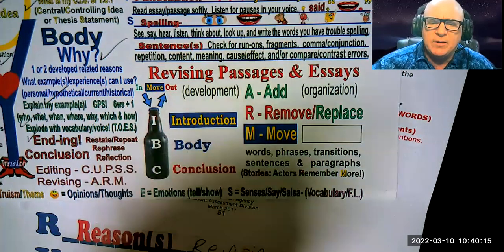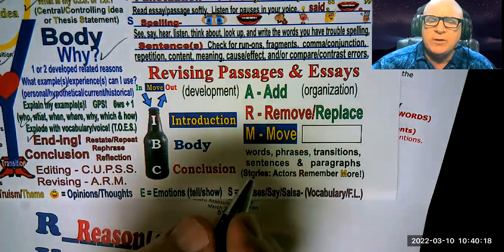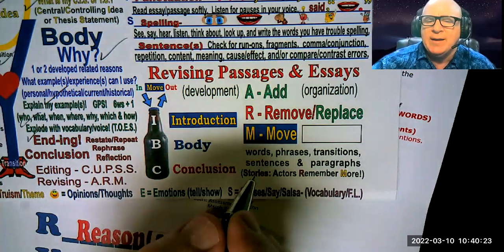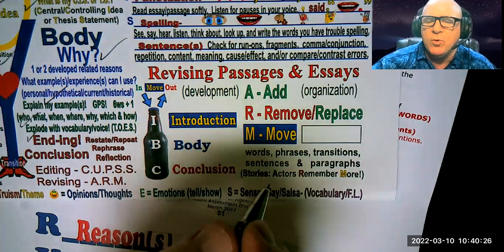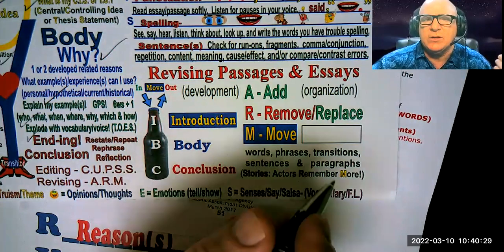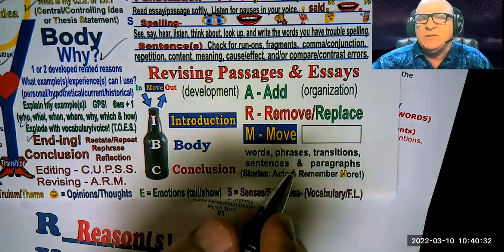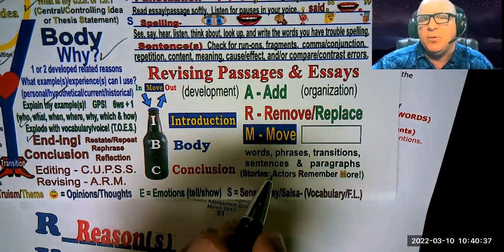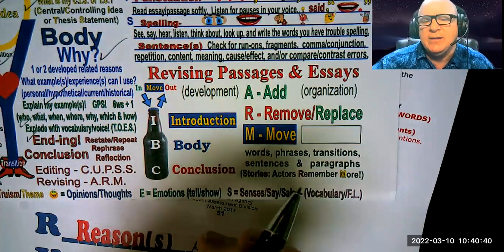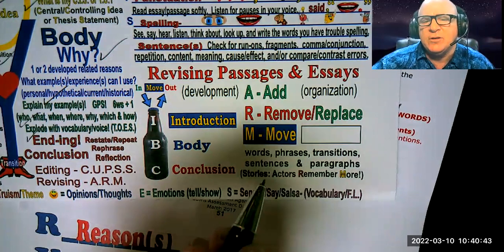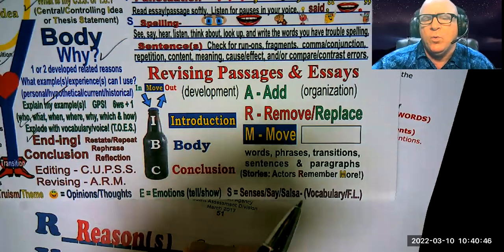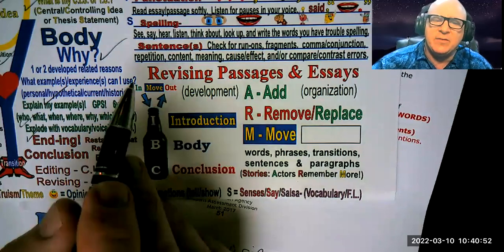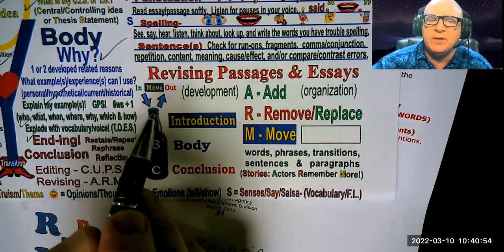I have this part in here because if you're going to use a story, an anecdote, sometimes you have to remember the story by thinking of ARM this way. Actors remember more. Act out the anecdote in your mind, the story, which details from the anecdote, the personal experience that you have, are going to best support the reason that you're using and the example that you're giving. So revising is putting things in, taking things out, or possibly moving things around.